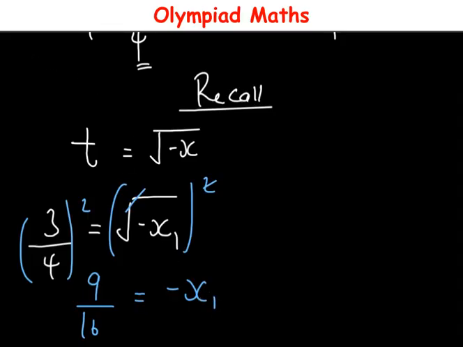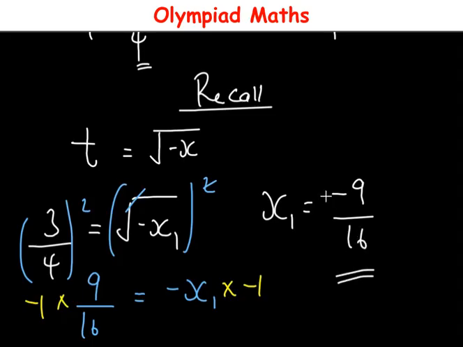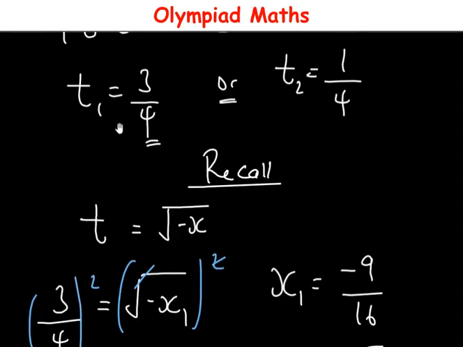And from here, if we multiply this equation by minus 1 times minus 1, what we have for the value of x, x is then equal to, because minus times minus is plus, x1 is equal to minus 1 times 9, which is minus 9 over 16. With this, we have gotten the first solution of x from the first value of t.